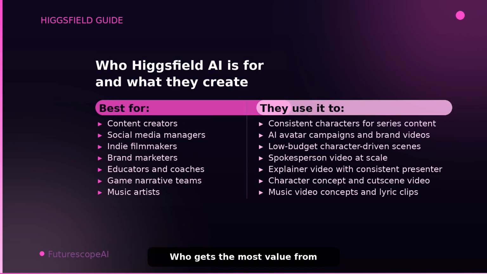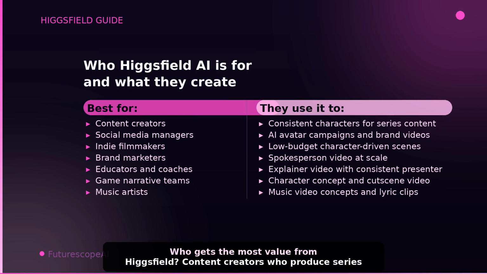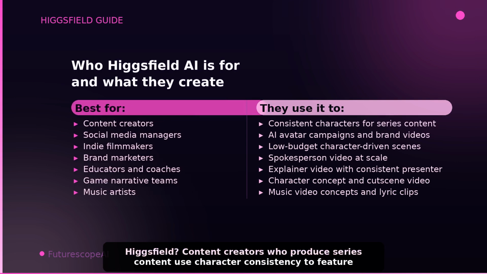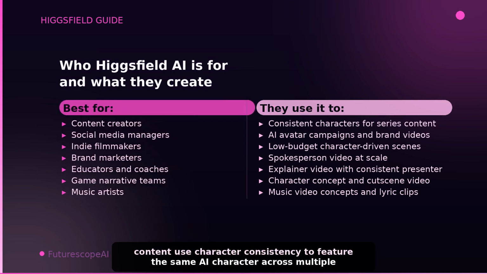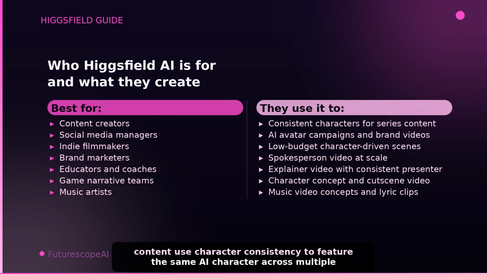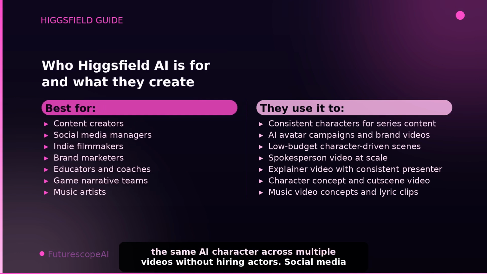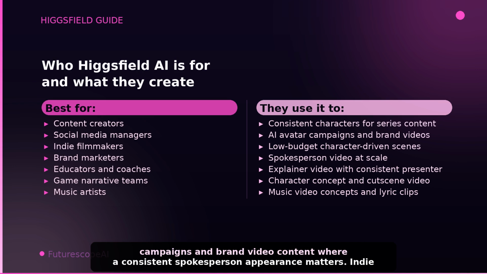Who gets the most value from Higgsfield? Content creators who produce series content use character consistency to feature the same AI character across multiple videos without hiring actors. Social media managers use Higgsfield for AI avatar campaigns and brand video content where a consistent spokesperson appearance matters.